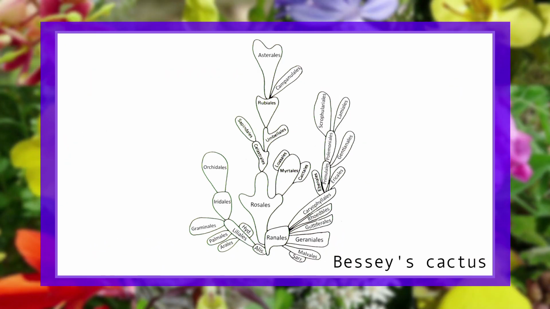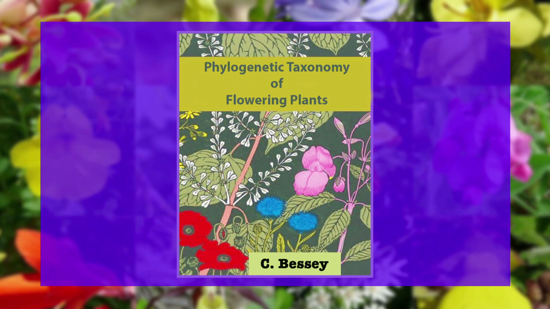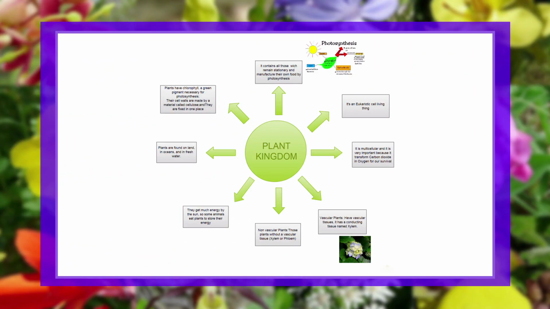This diagram was rather intricate and was nicknamed Bessey's cactus because the branching, bending shape looks somewhat like a beaver tail cactus. Dear students, let's now discuss in detail our third objective, to describe Bessey's system of classification in detail. Bessey published his system of classification in his book, The Phylogenetic Taxonomy of Flowering Plants. It focuses on the evolutionary divergence of primitive forms. It is considered by many as a system most likely to form the basis of a modern, comprehensive taxonomy of the plant kingdom.